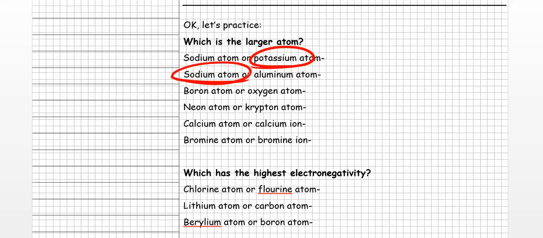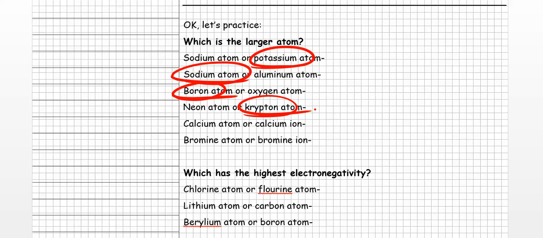Now, let's compare boron to oxygen. Boron is number 5, oxygen number 8. As you move across the periodic table, from left to right, atomic radius size gets smaller, so boron would be the larger of those two atoms. Now, neon and krypton, both noble gases. As you move down the periodic table, the atomic radius size is going to get bigger, so krypton would be the larger atom.